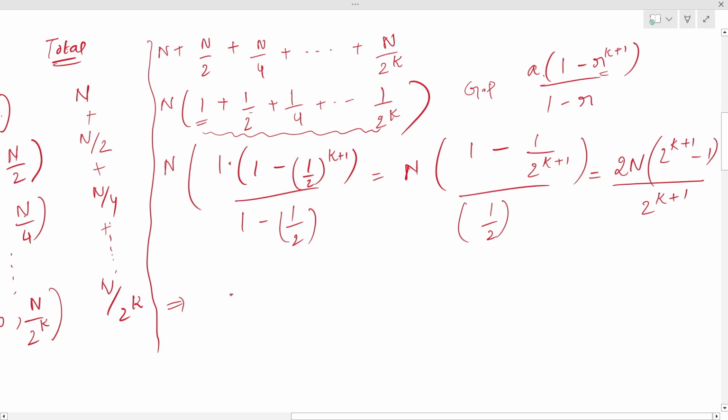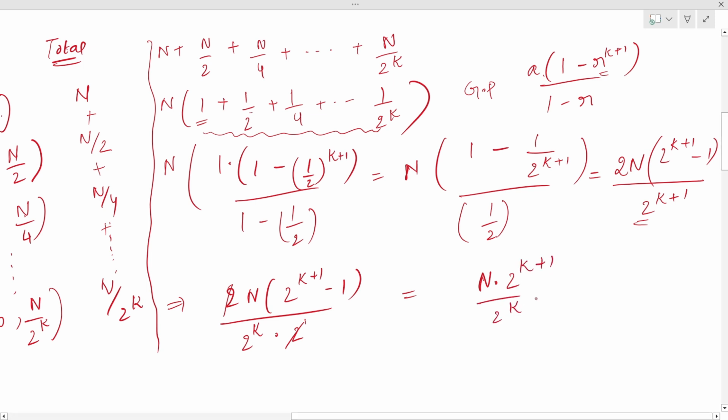Now if I try to reduce it, 2n into 2 power k plus 1 minus 1 divided by 2 power k plus 1. I'll try to write this as 2 power k into 2, right? So it comes out to be 2 power k plus 1 only. Here this 2 and 2 will get cancelled, and you can clearly see what our final equation is: n into 2 power k plus 1 divided by 2 power k, minus n by 2 power k.